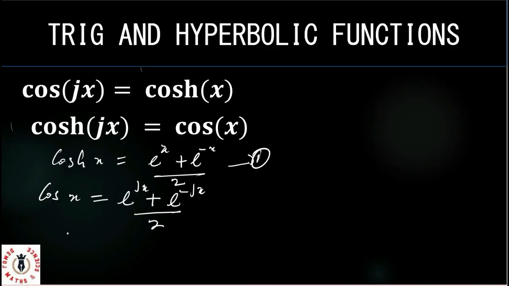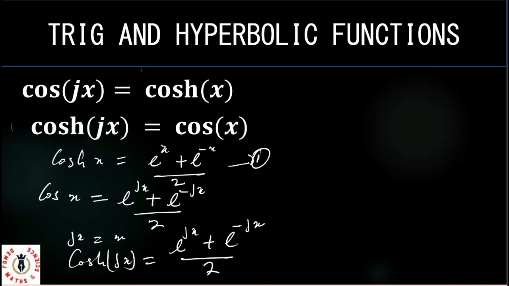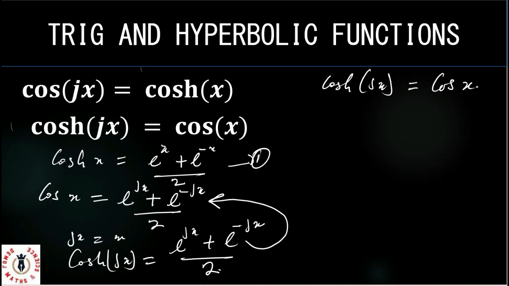Now, in equation 1, I want us to substitute jx for x so that the cos of jx will now be equal to e raised to the power of, everywhere we have x becomes jx, plus e raised to the power of minus jx over 2. Now, if you look at this carefully, you see that it's almost the same. It's just the same thing as this. So that we now conclude that our cos of jx is the same thing as the cosh of x.